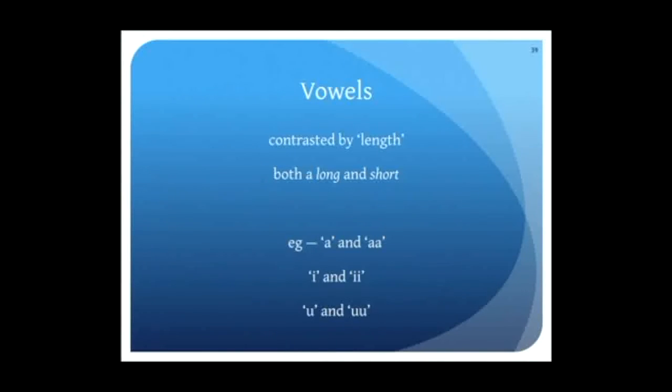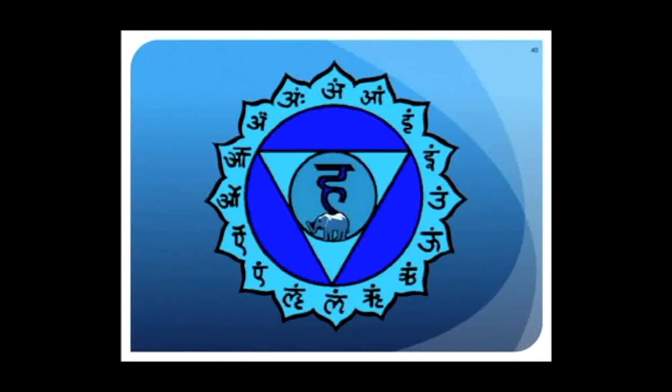So now, giving you a bit of the theory, I'm going to give you a really quick overview of the practice, and just a little bit about the Sanskrit language. Vowels are contrasted by being long and short. In the Sanskrit alphabet, there's 16 vowels, and you have a, i, u, ri, like this. And all the vowels in this practice are located in the throat chakra. So we start here with A.